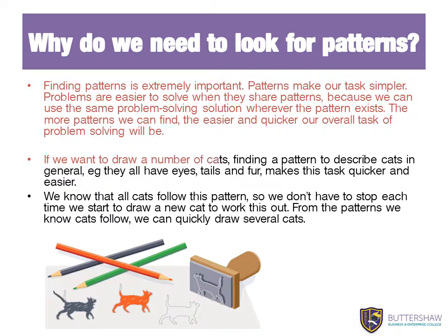If we want to draw a number of cats, finding a pattern to describe cats in general, for example, they all have eyes, tails and fur, makes this task quicker and easier. We know that all cats follow this pattern, so we don't have to stop each time we start to draw a new cat to work this out. From the patterns we know cats follow, we can quickly draw several cats.